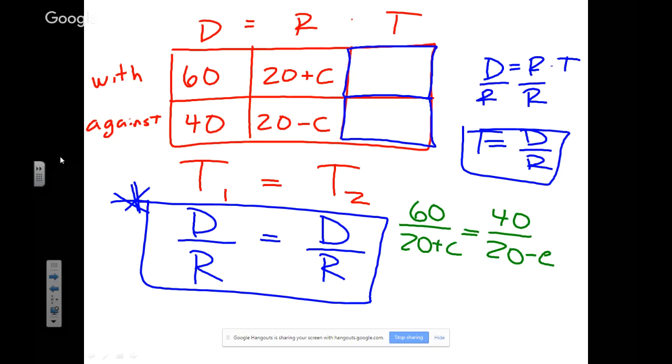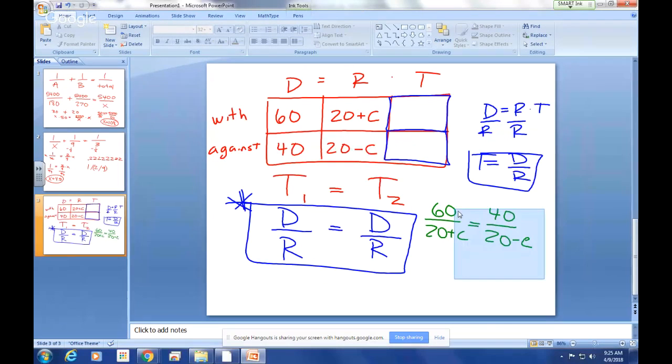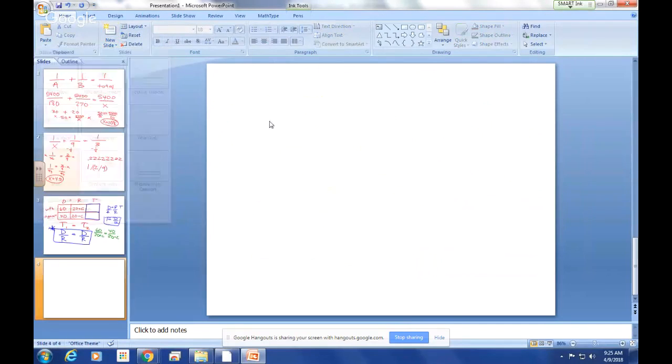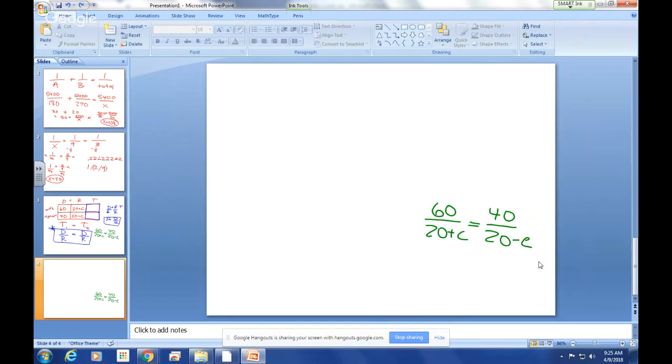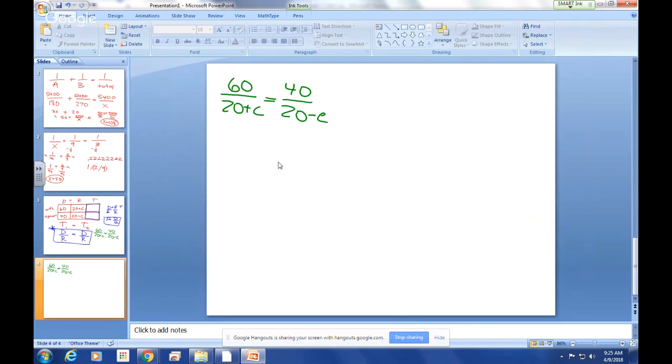Okay, again, they're trying to get you to work with fractions or things in the bottom. Now, when you have them in both sides, like I do here, how do we solve this thing? How do we solve this? What do you think?